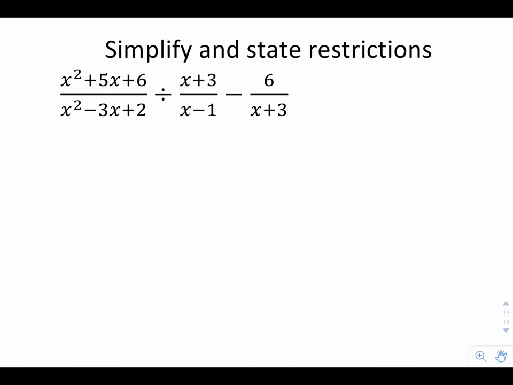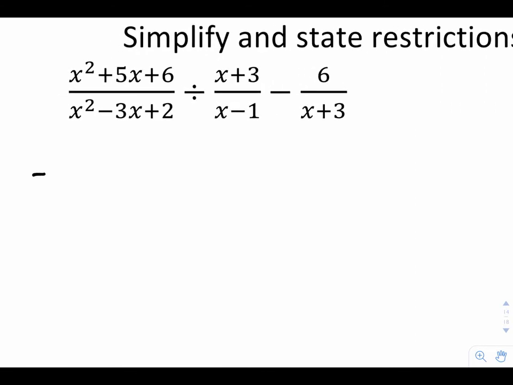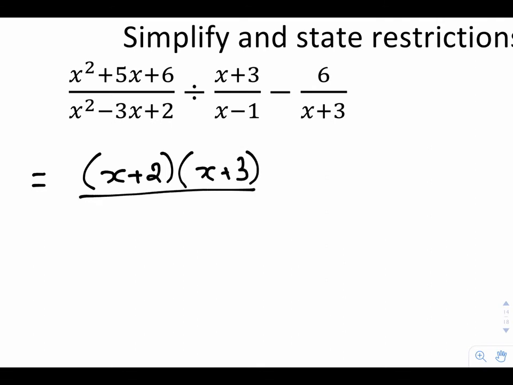Let's begin by factoring out as much as we can everywhere. I'm going to start off with my numerator of my first fraction. I notice it's a simple trinomial, and the two numbers that add to give me 5 and multiply to give me 6 are 2 and 3. My denominator, same thing, a simple trinomial. The two numbers are -2 and -1, because those are the numbers that add to give me -3, multiply to give me +2.